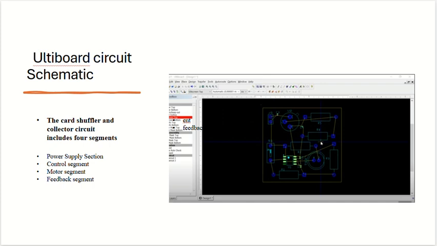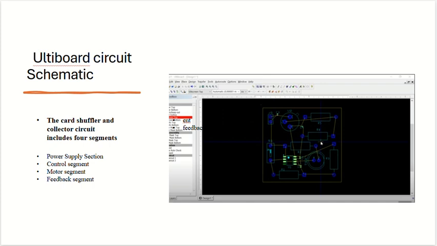The third part is the motor section. It uses stepper motors and drivers for the precise positioning of the collector arm and card shuffler. The stepper motors provide accurate card placement and movement control, and their speed and direction are adjusted by the microcontroller to ensure smooth and jam-free operation.